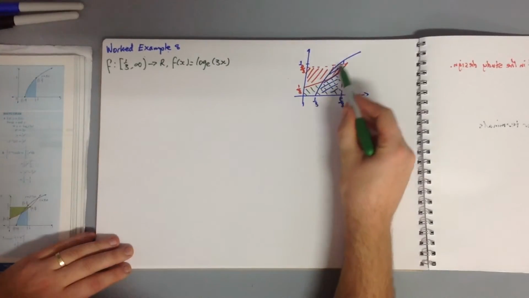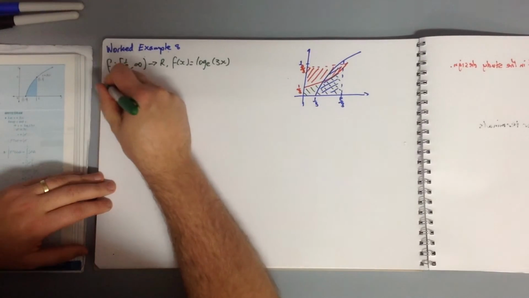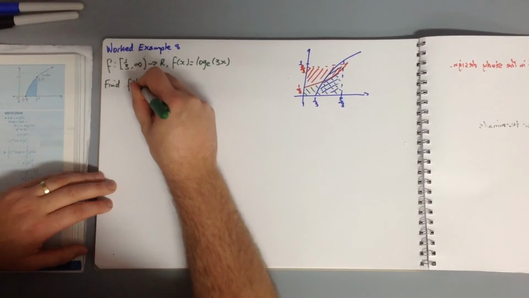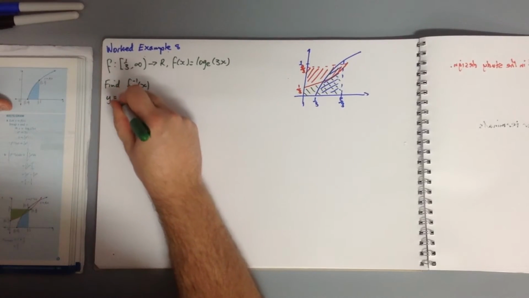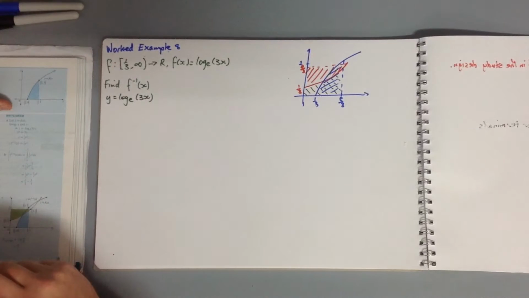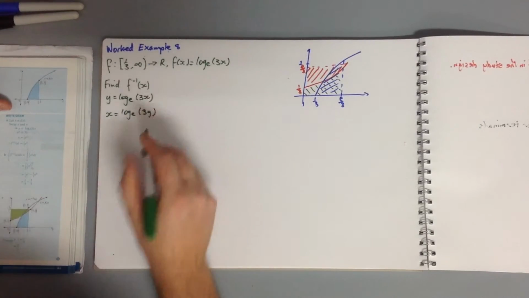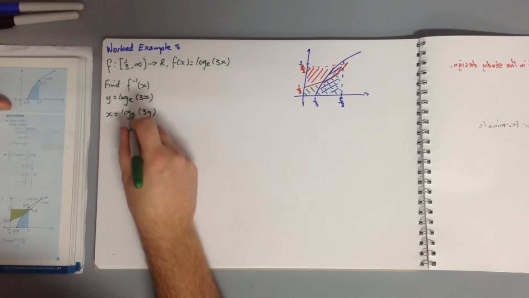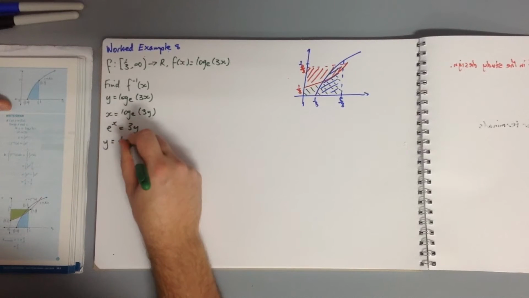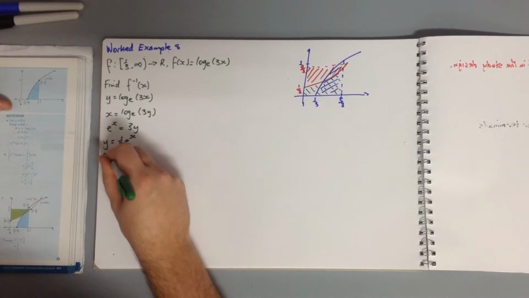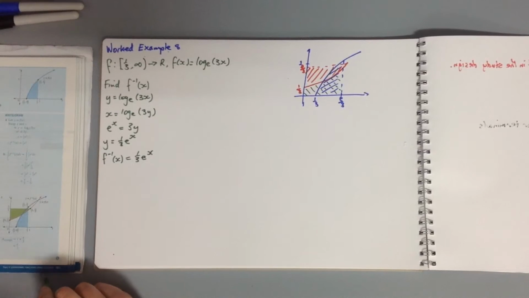Now the graph of that is shown here. What we need to do in part A is find the inverse of f of x. Remember, to do that we write y equals log to the base e of 3x, and now we switch our x and y and make it x equals log to the base e of 3y. Now we've got to rearrange for y. So we do our looping method of e to the x equals 3y, so y equals 1 on 3 times e to the x. So our inverse f of x equals 1 on 3 e to the x. So that's part A.